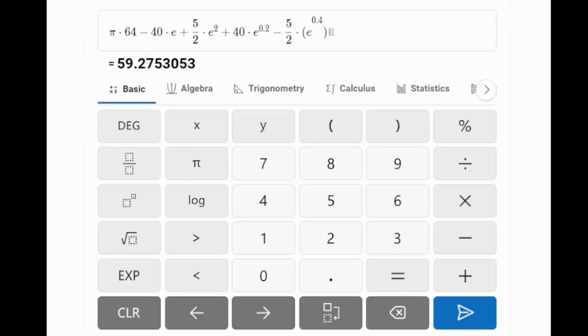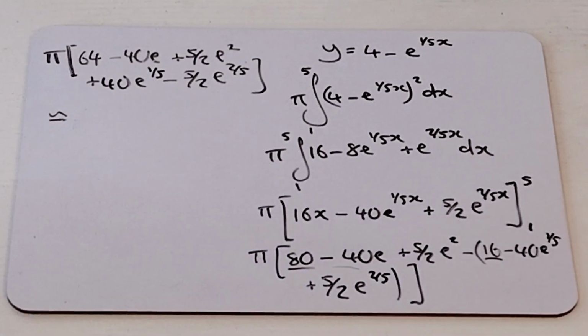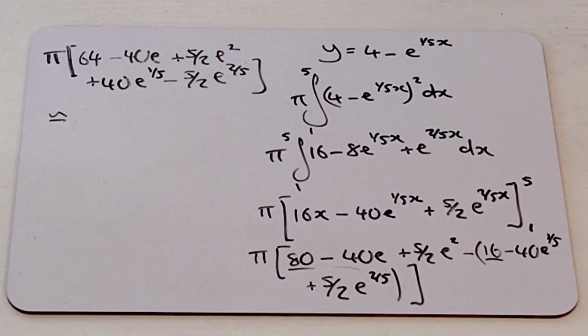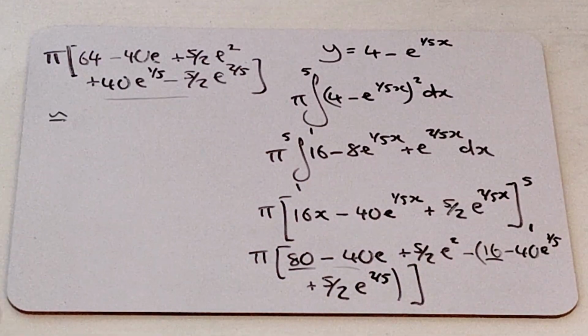Having run the result of my integration, this horrible looking result with lots of exponentials, through the online calculator, I get an approximate decimal value of 59.28, which is in exact agreement with the value that the Volume of Revolution app showed me. So, as you can see, after we performed the integral of pi times 4 minus e to the 1/5 x, all squared, dx, we ended up with the exact value you can see above.